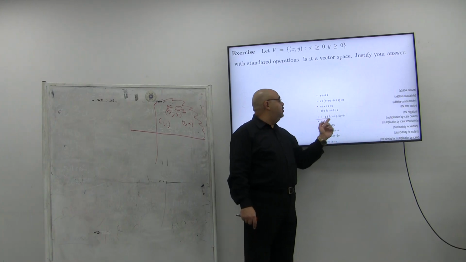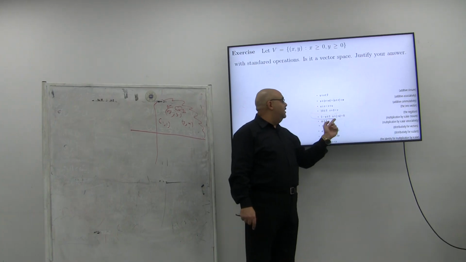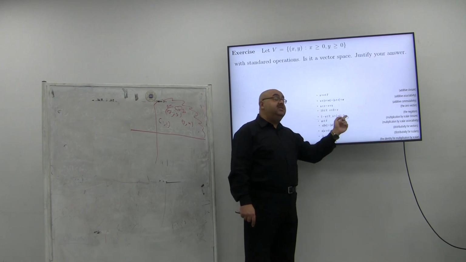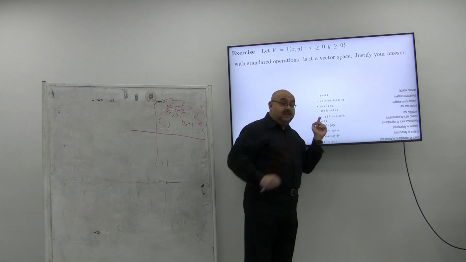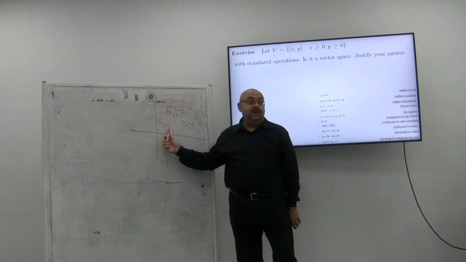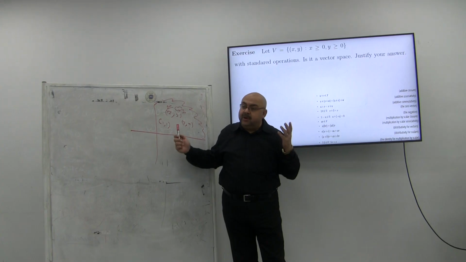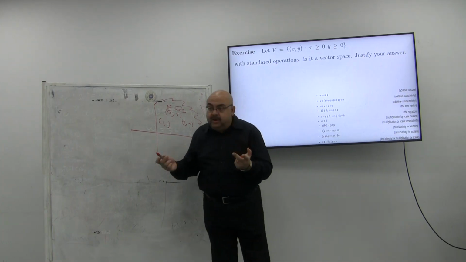Okay. Let's look at this one. Does it exist? For any vector, its inverse exists. If I took 1 and 1, what's the inverse of 1 and 1? According to this definition, negative 1 and negative 1. Negative 1 and negative 1 will be here.